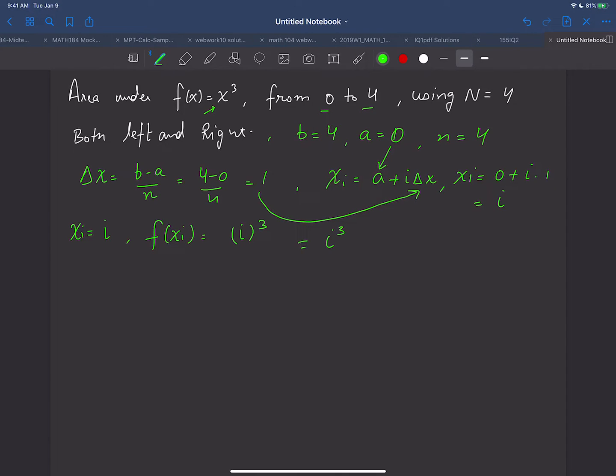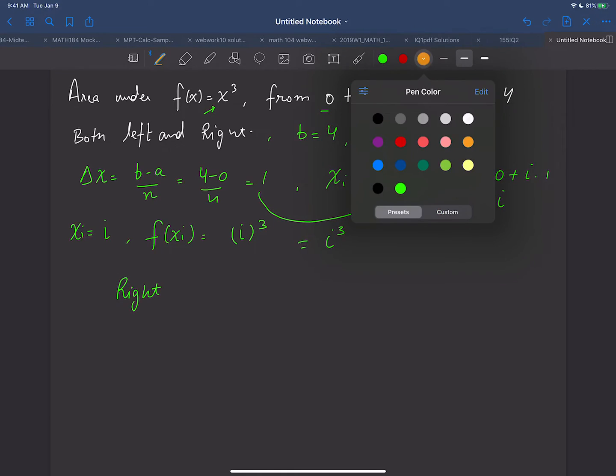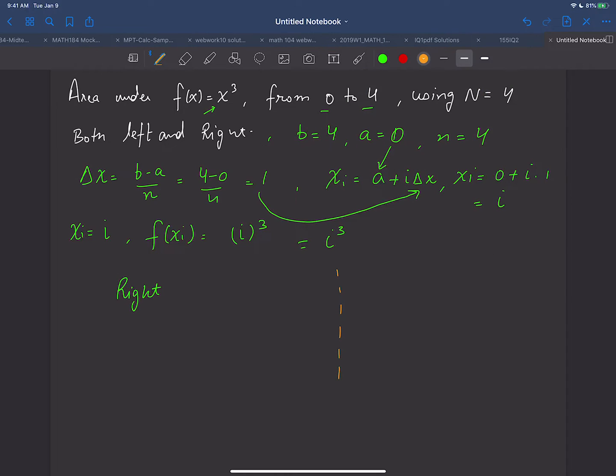Now is the setup part. We're going to solve them in parallel. There's no difference; you need this information irrespective of whether you're doing a left or a right hand point. So I'm going to do a right hand point here, and then I'm going to do a left hand point in parallel here.